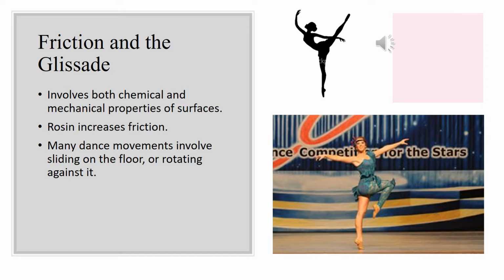A glissade is a gliding motion from the fifth position to an open stretch position, and many dance movements involve sliding on the floor or rotating against it. So in order to perform this movement, the dancer uses rosin because without it, the friction on the floor would be too great.